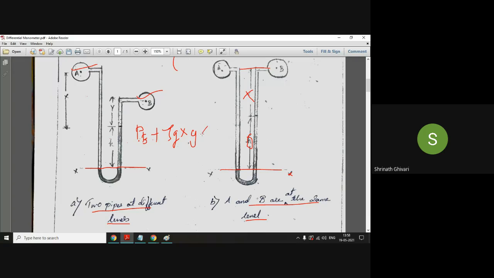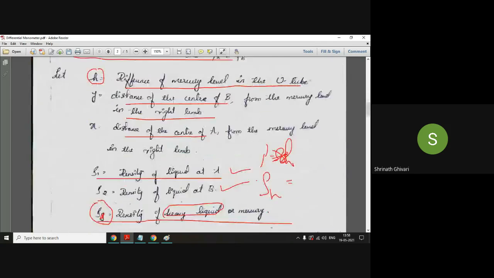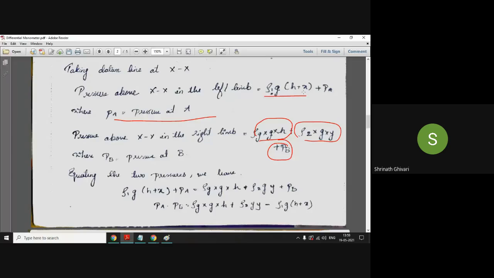Rho g into h plus, this is another liquid, so rho 2 into g into y. This is another liquid. So this is the formula at which limb? Right limb. Okay, so remember this: rho 1 g (h plus x), rho g into h plus rho 2 g into y.